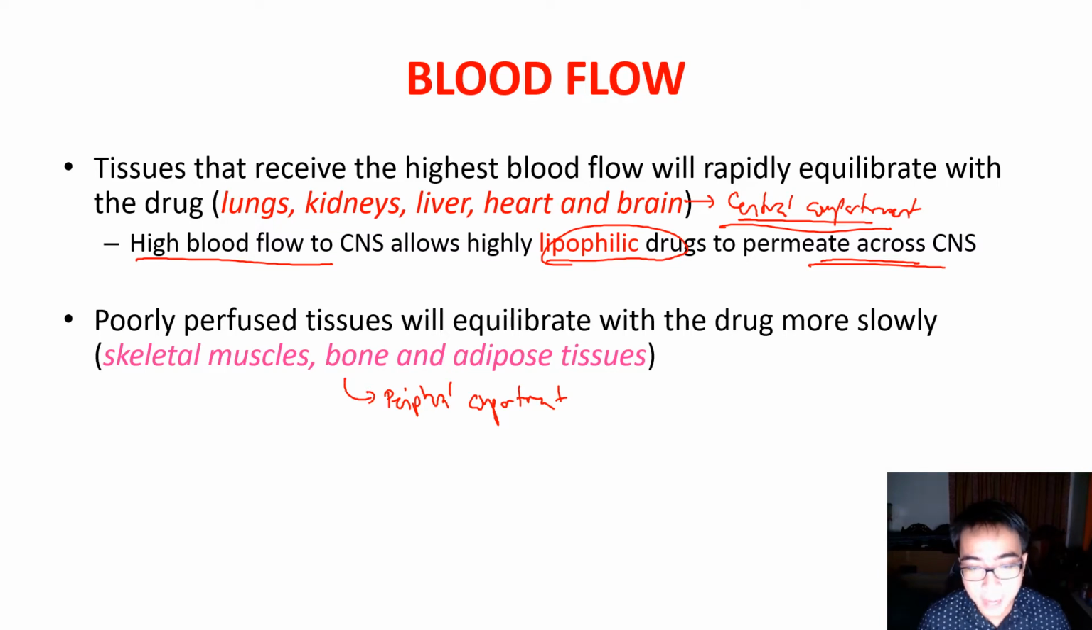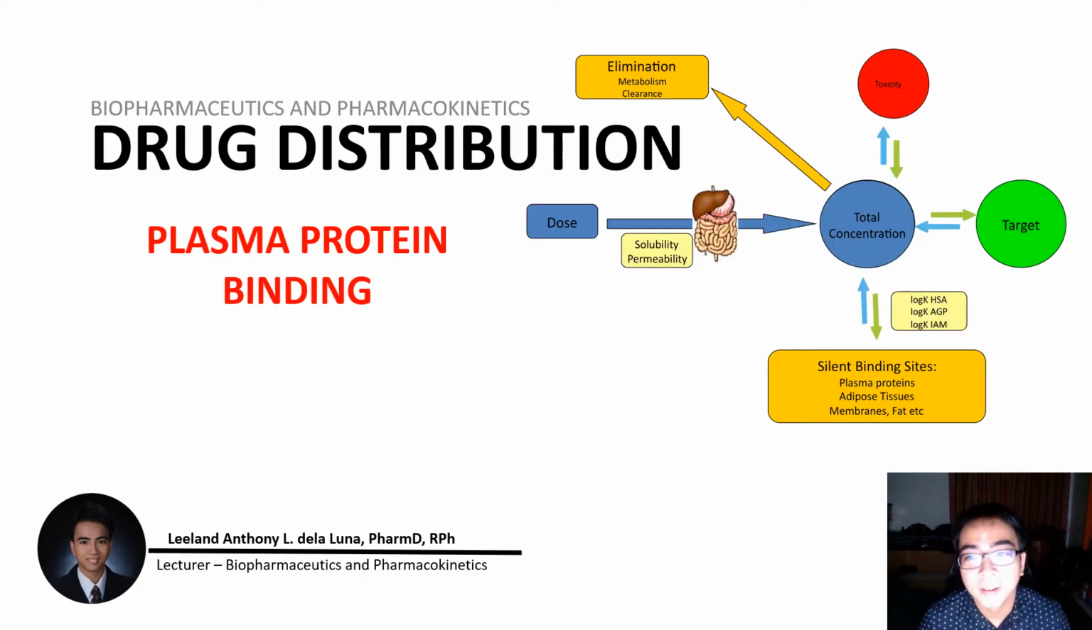Alright? But for now, gusto ko lang maalala nyo dito is that an increase in blood flow, again, would increase distribution. Another important parameter, class, that we have to talk about here that affects drug distribution would, of course, be protein binding. Okay, what is protein binding all about?